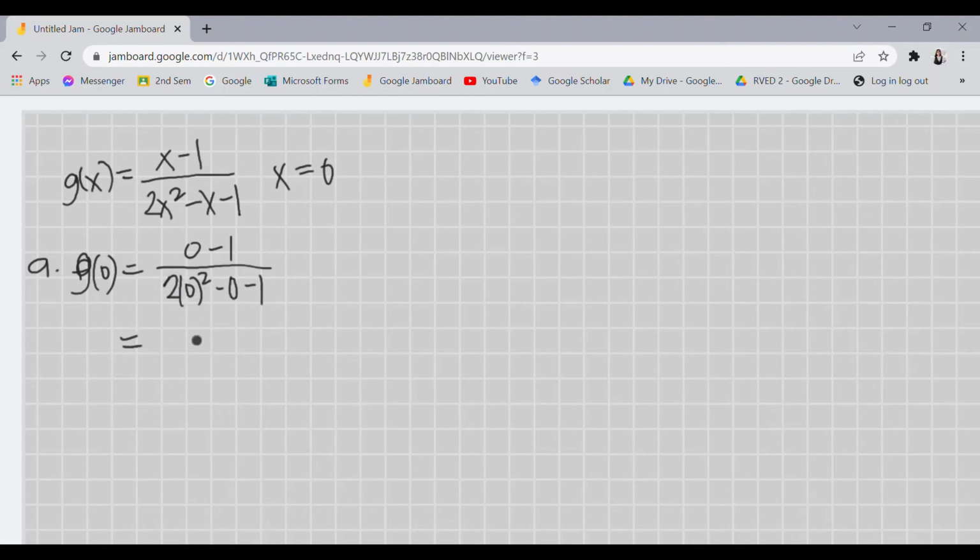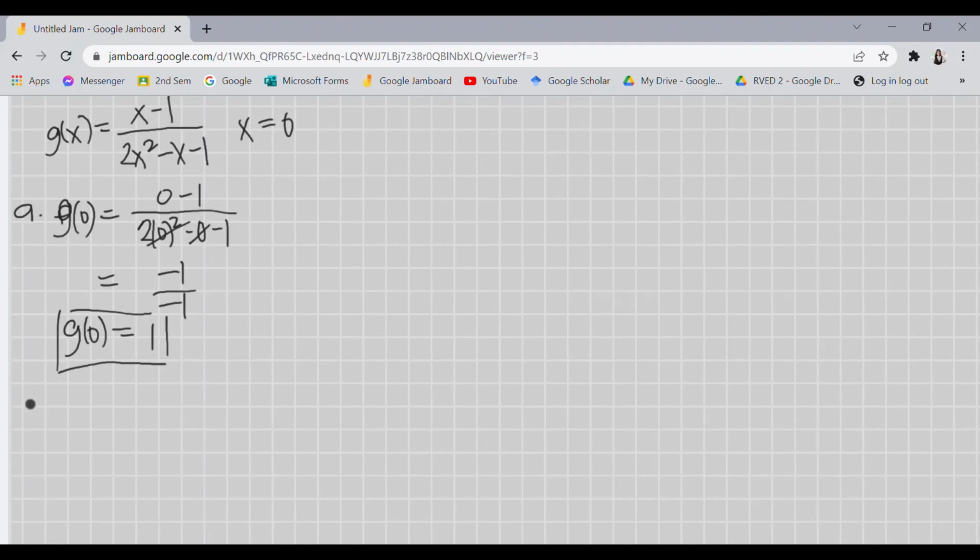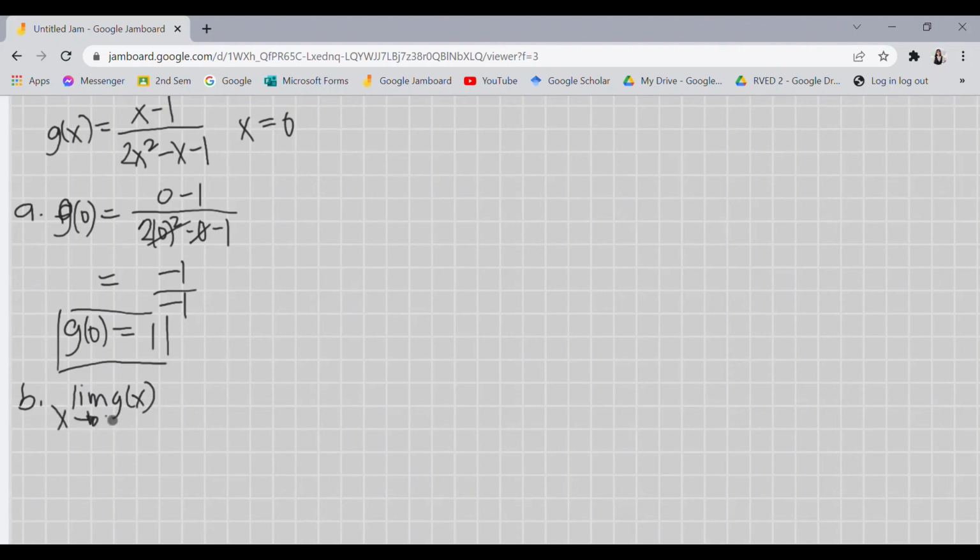So, this is negative 1. Ito, 0 minus 1 over negative 1. So from here, we have g of 0 is equal to positive 1 kasi negative divided by negative is positive. That is for A. For letter B, we have to solve for the limit. Limit of g of x as x approaches 0.